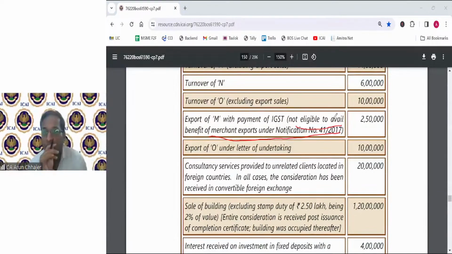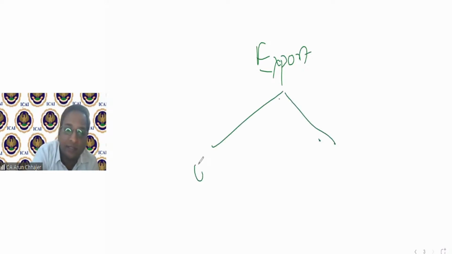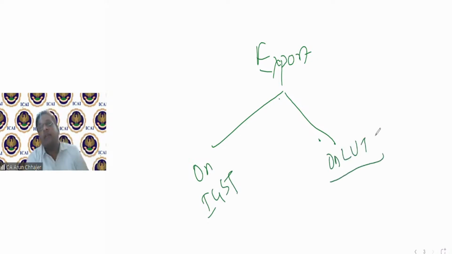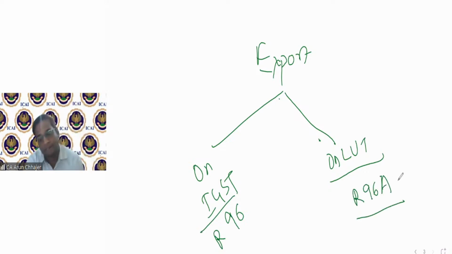Now, why they are saying so? Why they are saying so? There is very important crux which you need to write in the exam. Now, I have told you that export can be made against IGST, on payment of IGST, or on LUT. What is the benefit? LUT is the letter of undertaking. The benefit is that I'm not required to pay IGST. Here I can say the Rule 96 will come into the picture, and here it is say Rule 96A come into the picture.